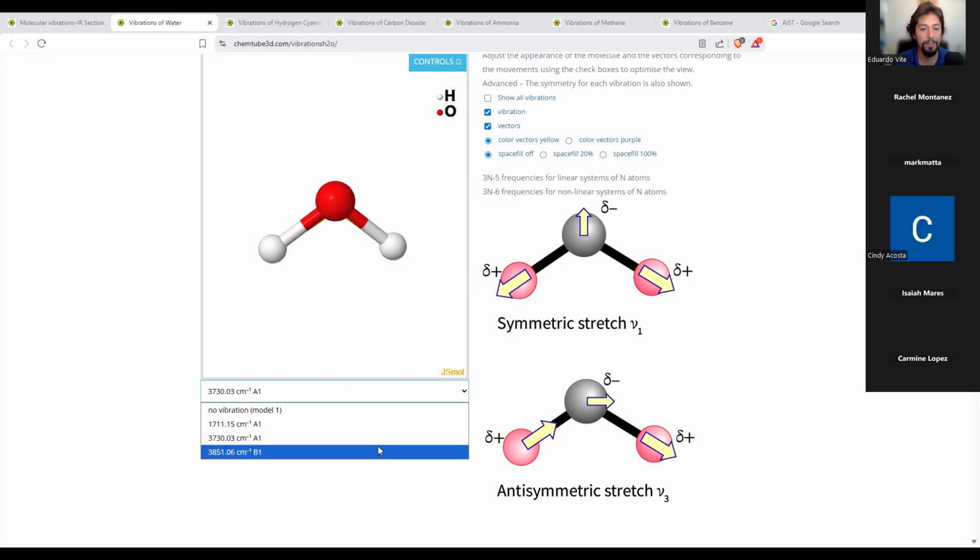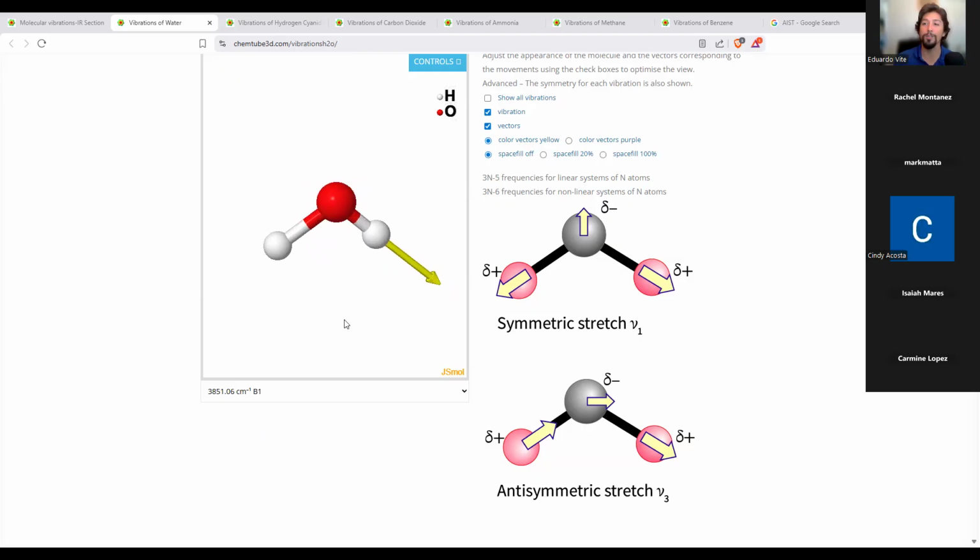And then we have one more, and you can see this one is also a stretch, but this happens asymmetrically. One of them is out while the other is in. You see that? So this is also going to have its own frequency, its own wave number, and this is going to have its own signal as well, right?